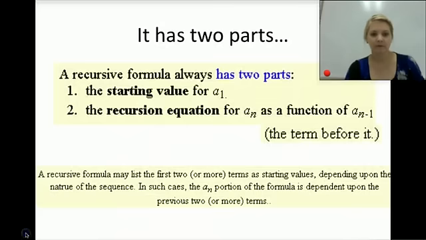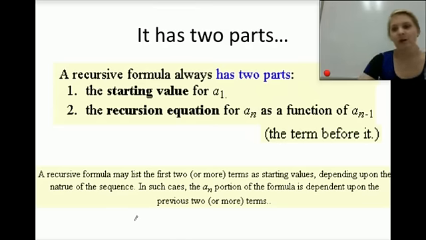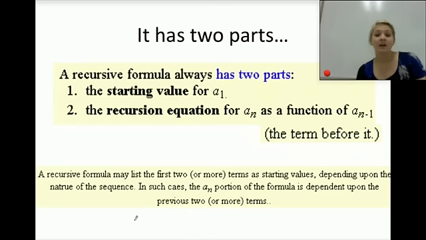Now also, the recursion formula may list 2 or more terms of starting value. So you may have a sub 1, a sub 2, depending on the nature of the sequence. When you took a look at the Fibonacci sequence, you're given that the first term is 1 and the second term is 1, and then you're able to build a sequence based off of that. So depending on the sequence, you may need 1 or more terms. In such cases, the a sub n portion of the formula is dependent on the previous 2 or more terms. And we'll be taking a look at more sequences like the Fibonacci as well.